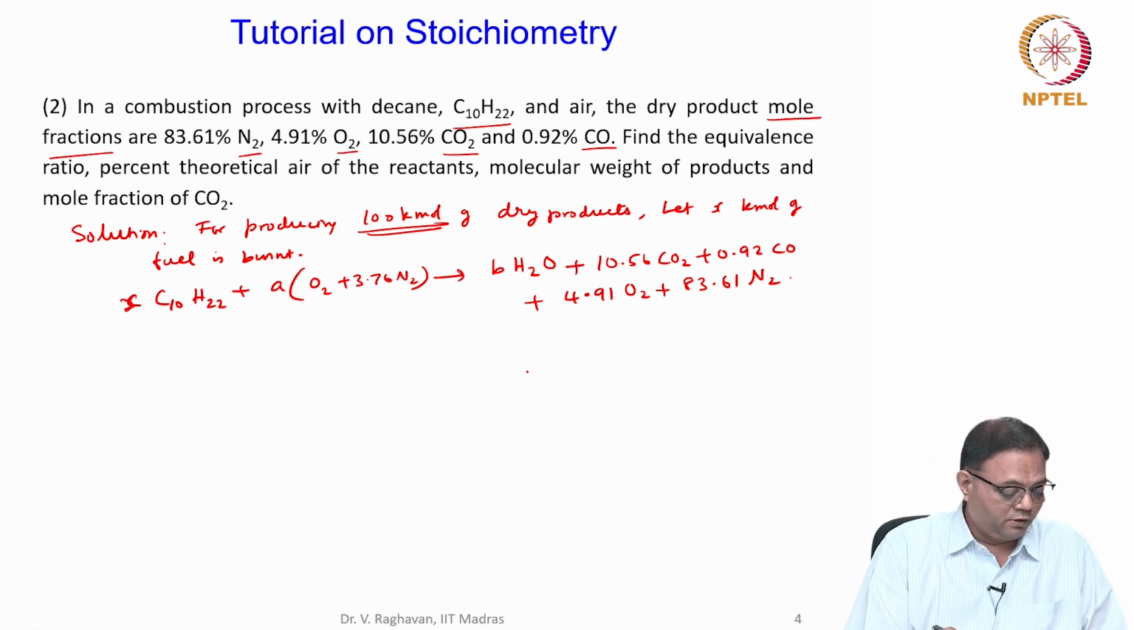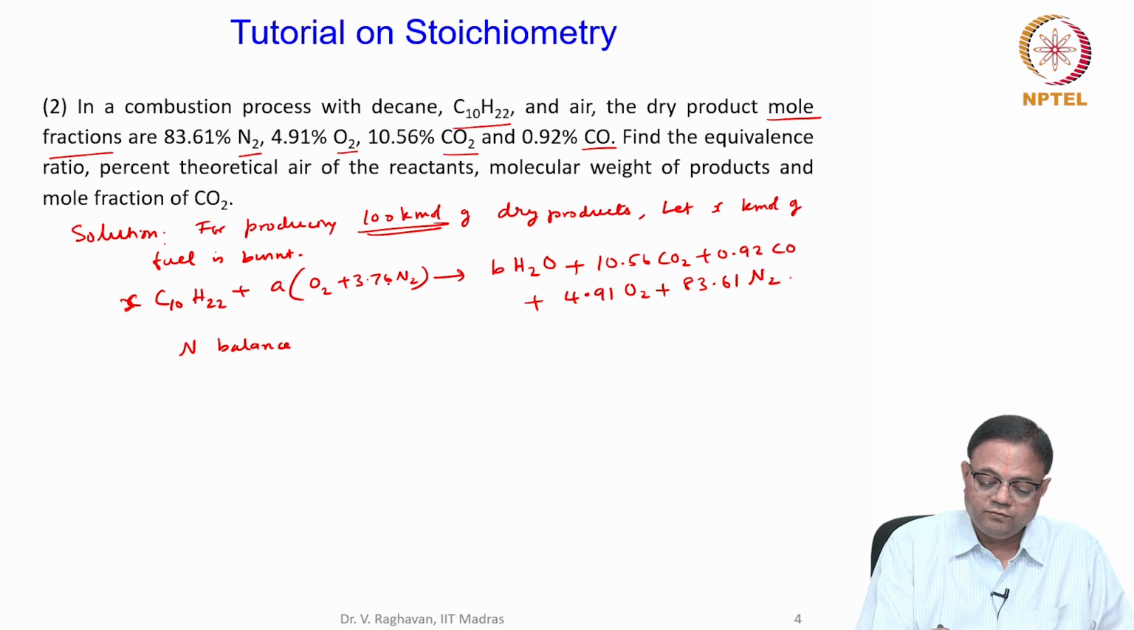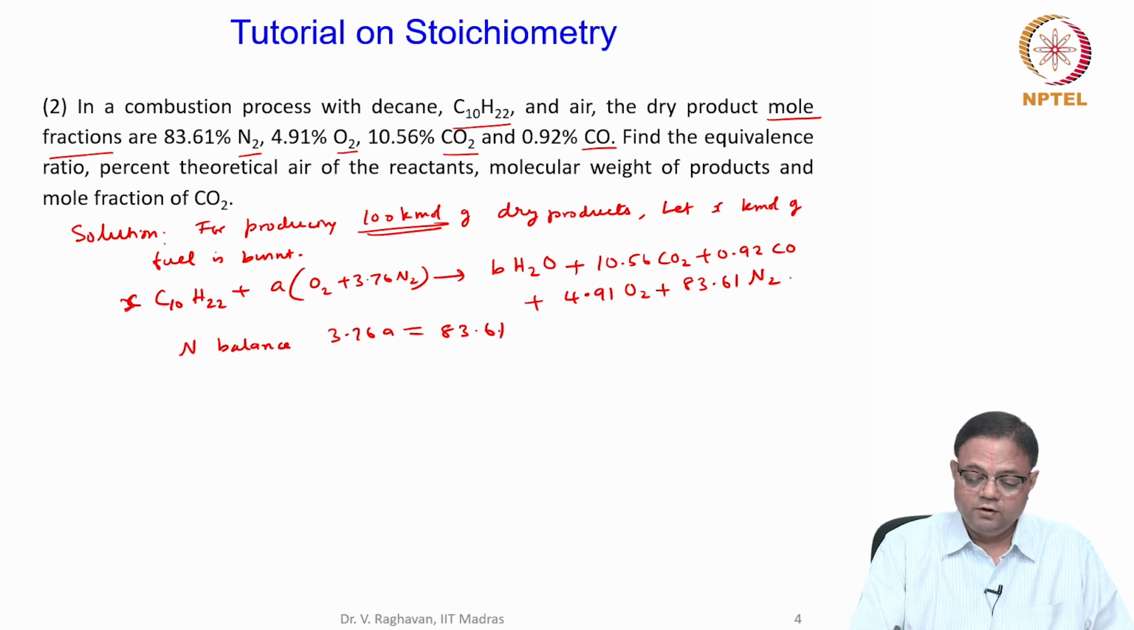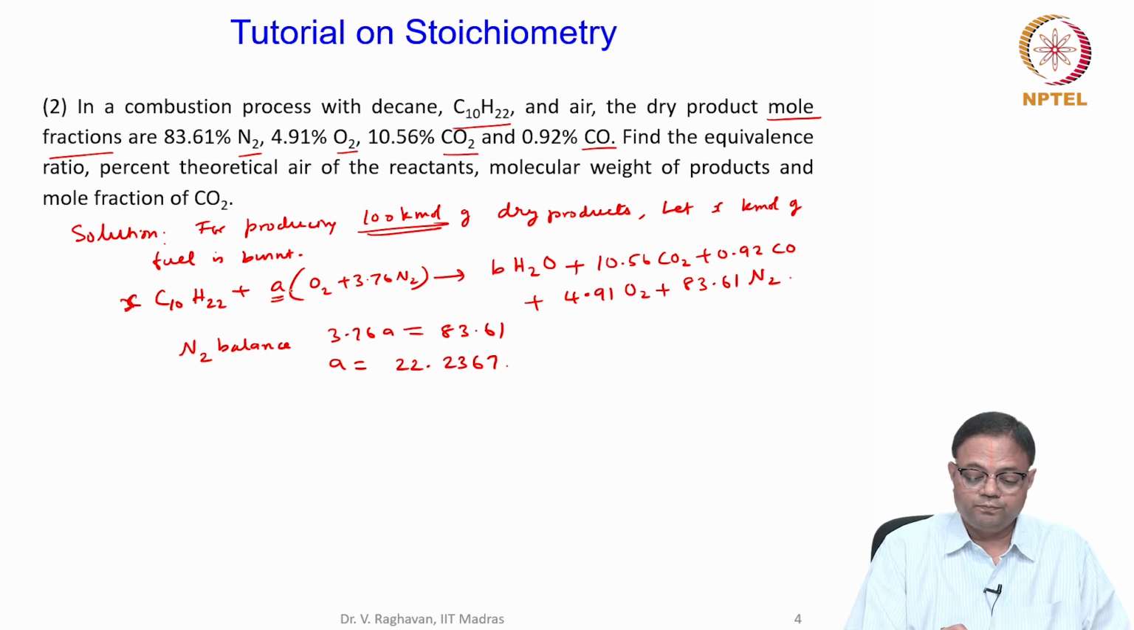So now how will I solve this? By doing the balances. So I will say N balance first. N2 balance, 3.76 A will be equal to 83.61. So that will give A as 22.2367. That A is got. Correct.